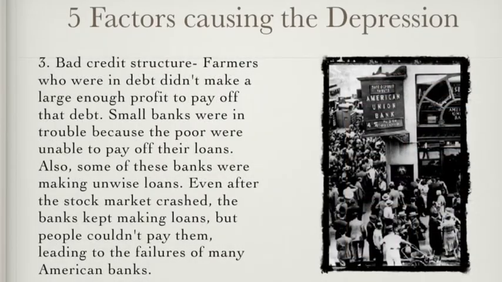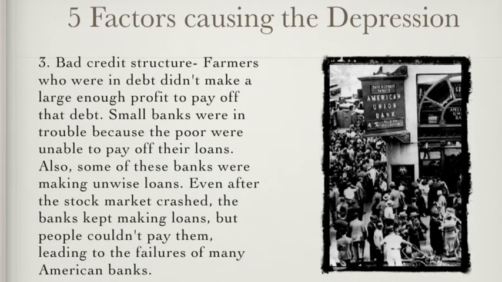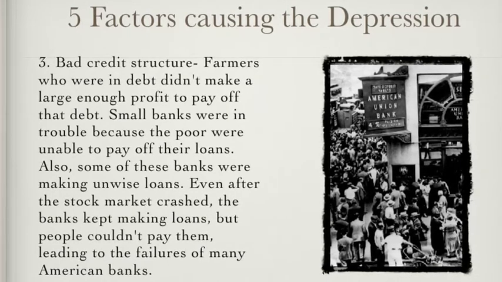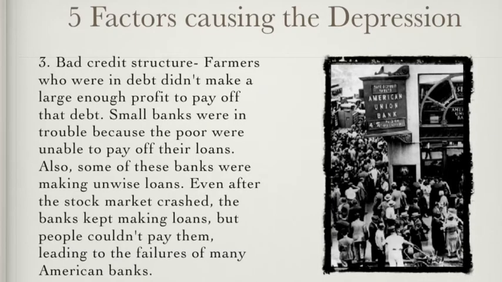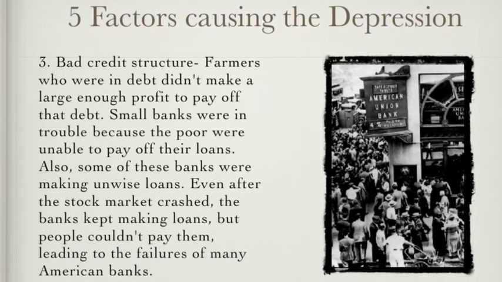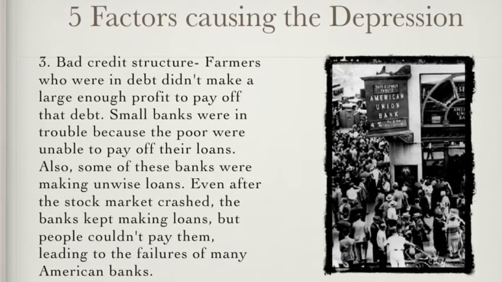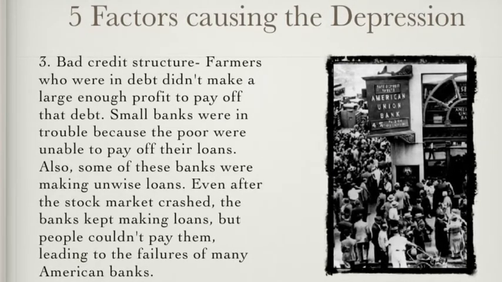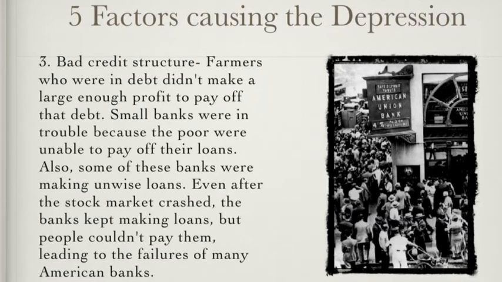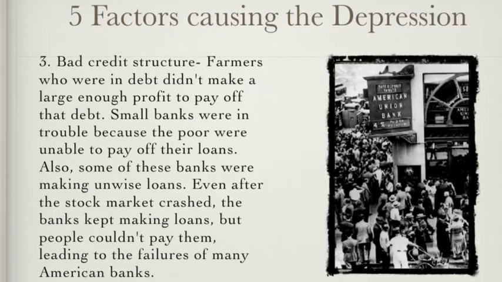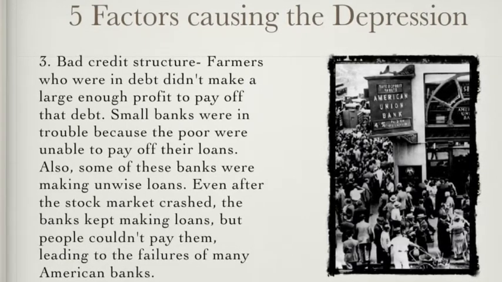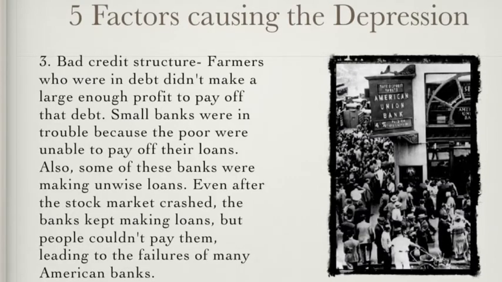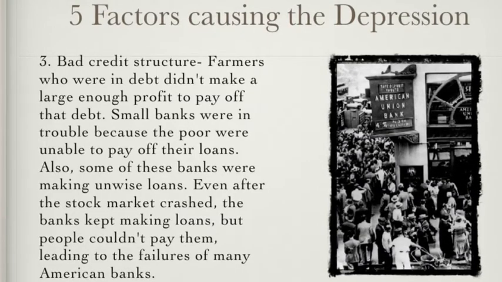The third factor contributing to the Great Depression was bad credit structure. Farmers who were in debt didn't make a large enough profit to pay off that debt. Small banks were in trouble because the poor were unable to pay off their loans. Also, some of these banks were making unwise loans. Even after the stock market crashed, the banks kept making loans, but people couldn't pay them, leading to the failure of many American banks.